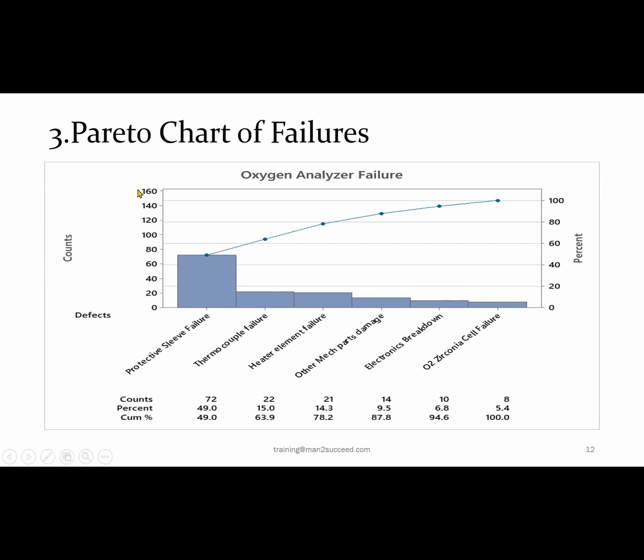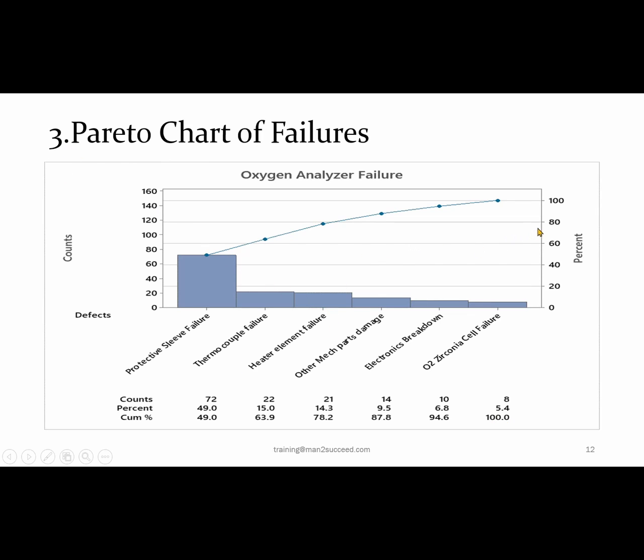On the left-hand side you can see the number of counts, and on the right-hand side the percentage of count. The total count we have is 100. So the percentage they have taken for each and every item, and the cumulative percentage is also taken here, and finally you have 100 items. So the Pareto chart is made.